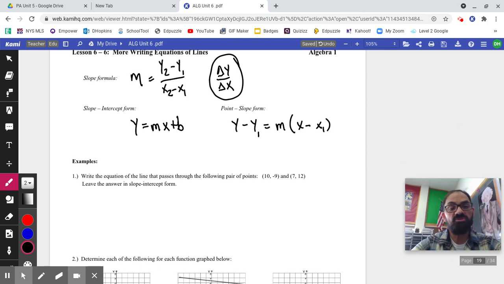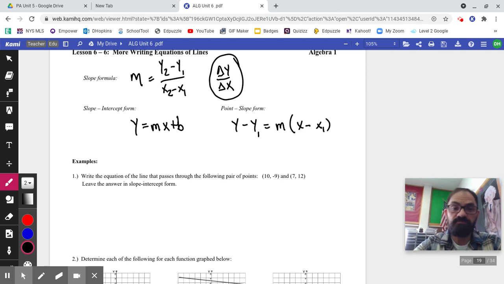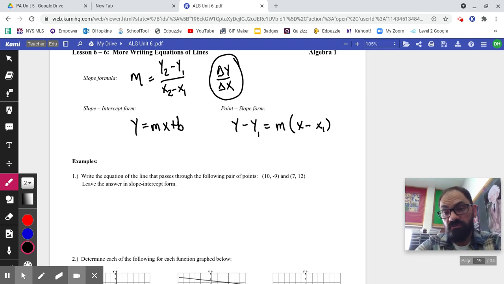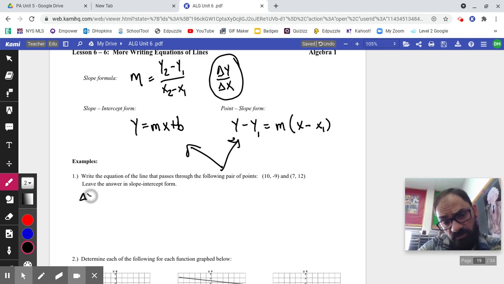So let's try this. It says, write the equation of a line that passes through those 2 points. Leave your answer in slope-intercept form. So again, it doesn't matter which ones we use. We definitely have to use the slope formula to find the slope. But then when it comes to solving the equation of a line, it can be either one of these two. So let's see. Change in y over change in x. What's that going to give us?